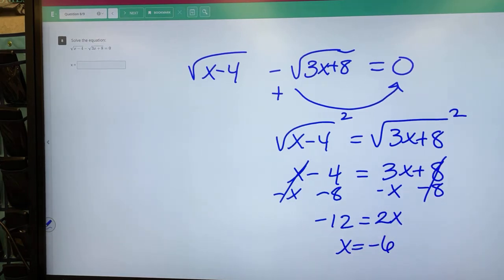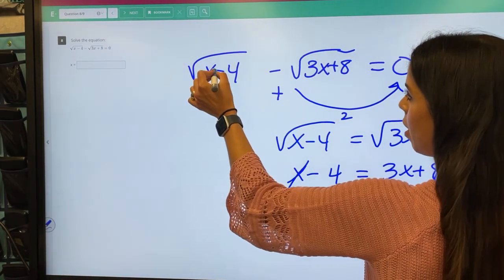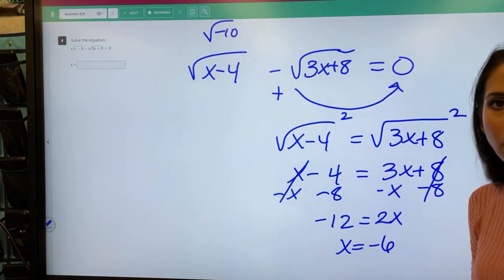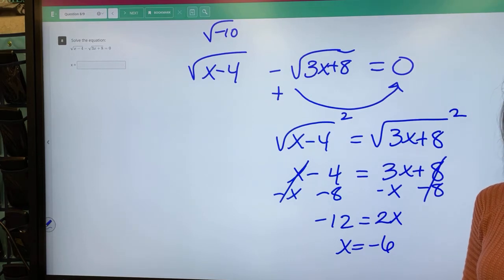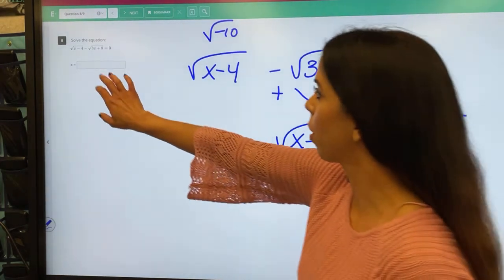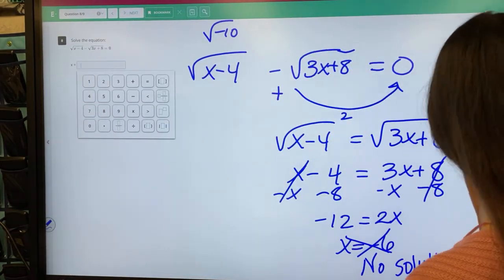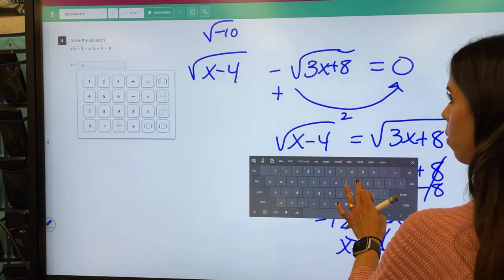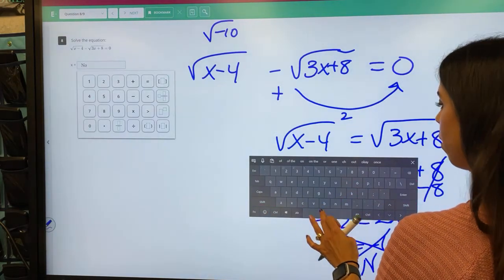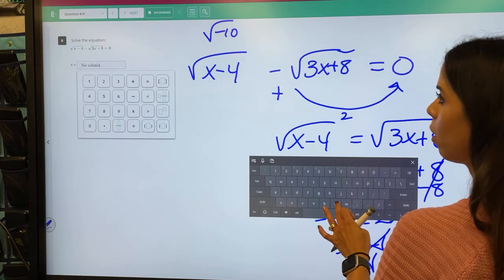But because this was a square root, we've got to check it. So if I were to plug negative 6 back in, negative 6 minus 4 is a negative 10, there's a problem. Can we have a negative under the radical? Are we dealing with imaginary numbers right now? No. So that means that this is an extraneous solution. So if it's not a solution, that means that there is no solution. And that's what we're going to type in here. I need the keyboard back. So no, oops. I need to put a capital N for the no, otherwise it's going to mark it wrong. No solution.